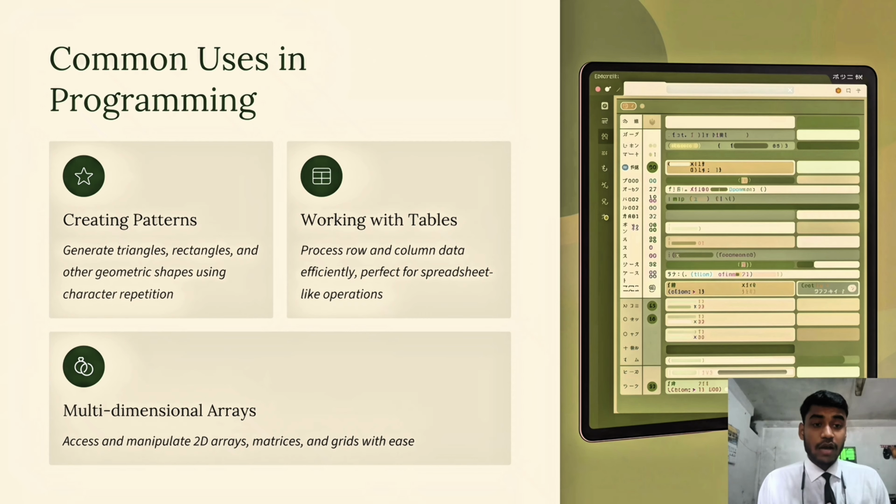Nested loops are widely used in programming. They are used for creating patterns like triangles and rectangles. They are also useful for working with tables where we have rows and columns. In addition, nested loops are very important for working with multidimensional arrays such as matrices.